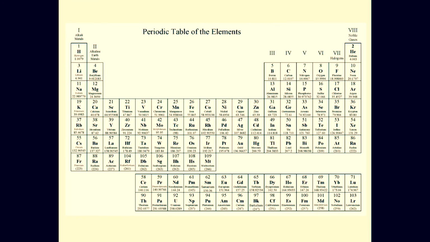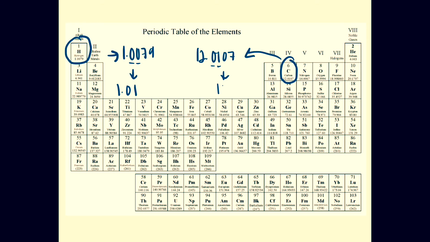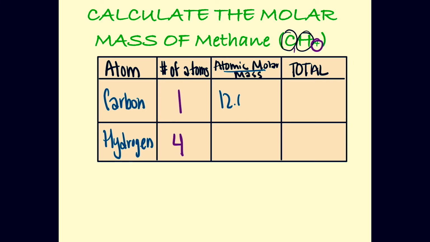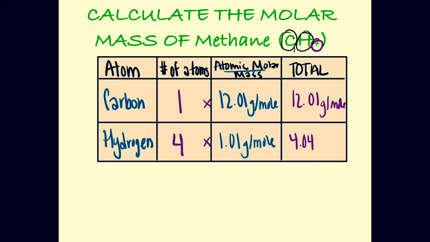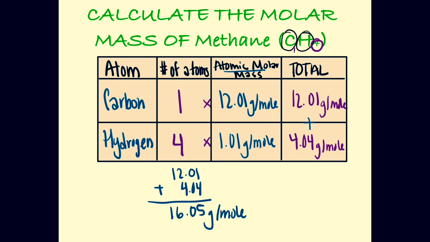For the atomic molar mass, we look over to our periodic table and we know that hydrogen is 1.01, and for carbon, we have 12.01. And then we go ahead and put that in our chart. Then after that, we have to multiply the number of atoms by the atomic molar mass, and we get 12.01 and 4.04. Now we have to add them both and get a total of 16.05 grams per mole.